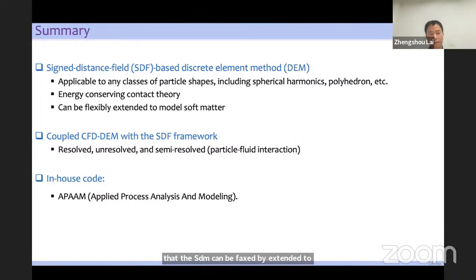And in the second part, we have shown the coupled CFD-DEM within the SDF framework. We have shown some numerical examples of the resolved, unresolved, and also the semi-resolved. So based on these two topics of research, we have developed a complete tool that can simulate the fluid and the particles. And all these algorithms are developed in our in-house code. We call it APAAM, the Applied Process Analysis and Modeling.